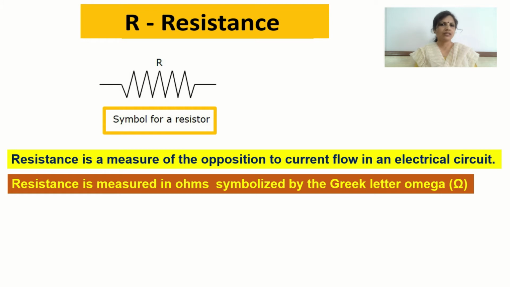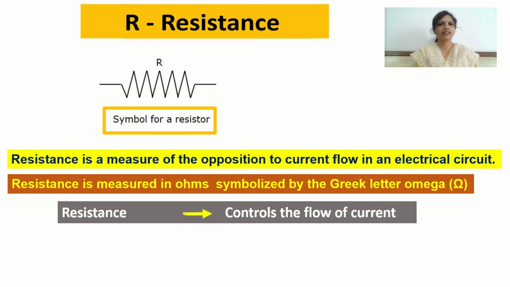This unit for resistance is given as ohm to honor the work of Sir George Simon Ohm, who is a pioneer in inventing Ohm's law. Now, opposition to the flow of electric current sounds slightly negative for the resistance, but it is not like that. Resistance is very important in an electrical circuit because it controls the flow of electric current in an electrical circuit.